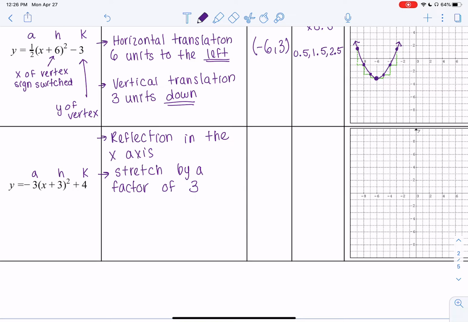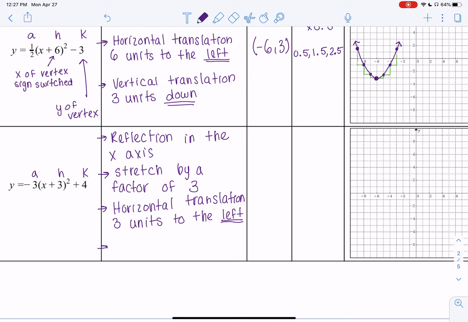Next, we need to address H. I look, and we have a positive 3 in our equation. So our H is telling us we have a horizontal translation, and we are moving 3 units to the left. Again, we're going left because it's positive, so it's kind of counterintuitive.